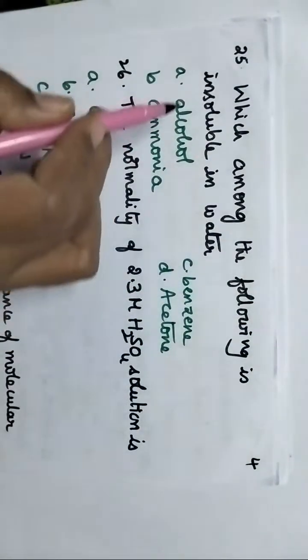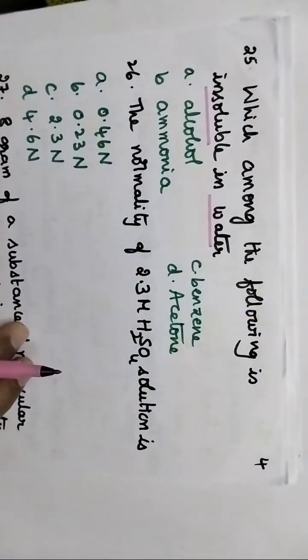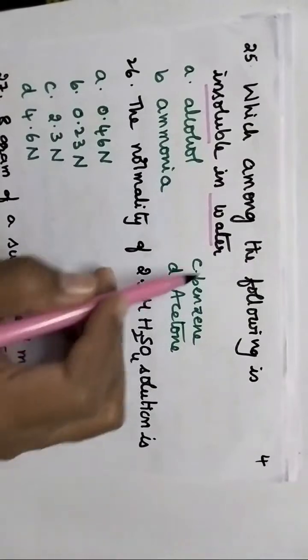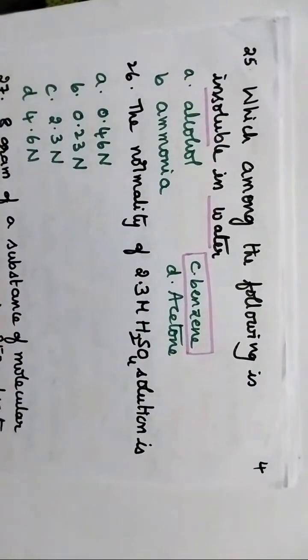Coming to the next question. Which among the following is insoluble in water? Very good, Charan Sai. Hack, very good. Suhani, very good. So benzene is an organic compound and it is insoluble in water. Very good.